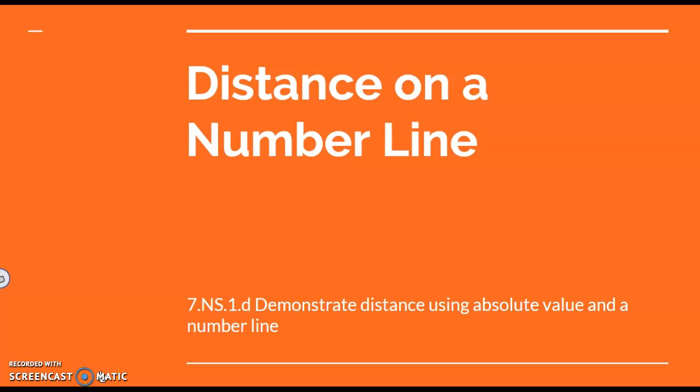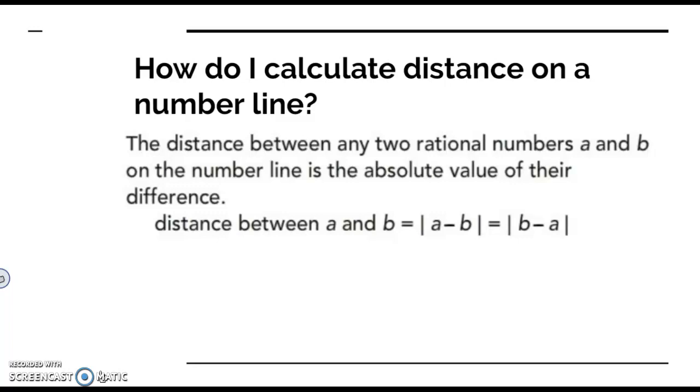Today's lesson is on distance on a number line. How do I calculate distance on a number line? The distance between any two rational numbers, A and B, on the number line is the absolute value of their difference. So distance between A and B equals A minus B in absolute value, or B minus A in absolute value. Remember, absolute value just indicates distance.